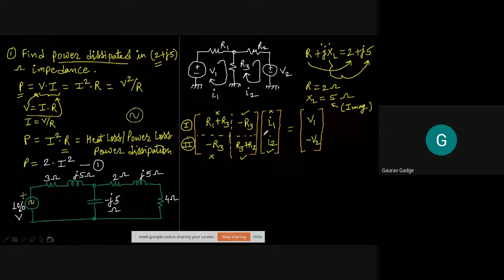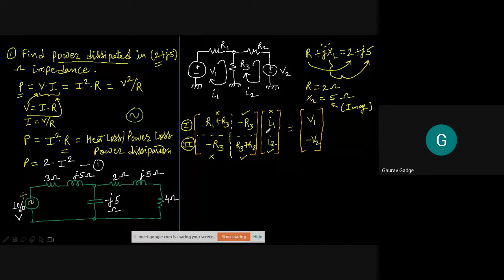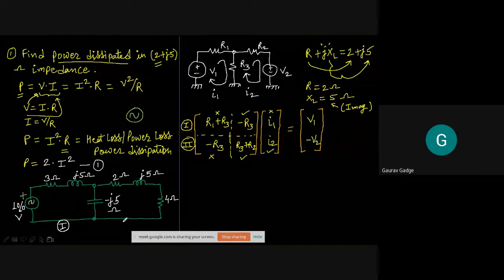Now let us hear it from Snehal. Snehal, are you there? Yes, sir. Can you tell me how many number of loops are present for this? 2 loops. Okay. Let us say this is loop 1, जहाँ पर voltage source present है, and the other one is loop 2.